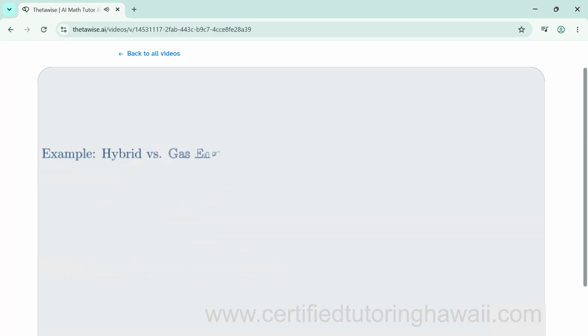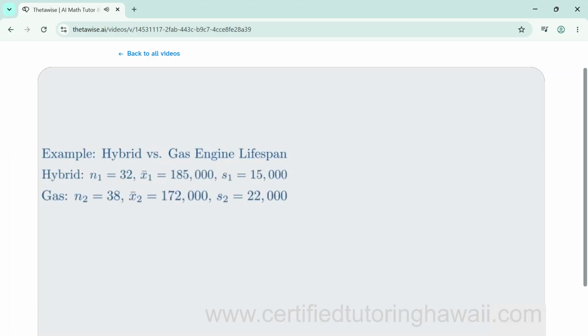Let's look at one final, detailed example that mirrors what you might see on a free response question. This time, we'll focus on how to properly state the parameter and interpret the interval in context. A consumer group wants to estimate the difference in the mean number of miles driven before a major engine failure for hybrid cars versus standard gasoline cars. They collect data from independent random samples. We will construct a 95% confidence interval.